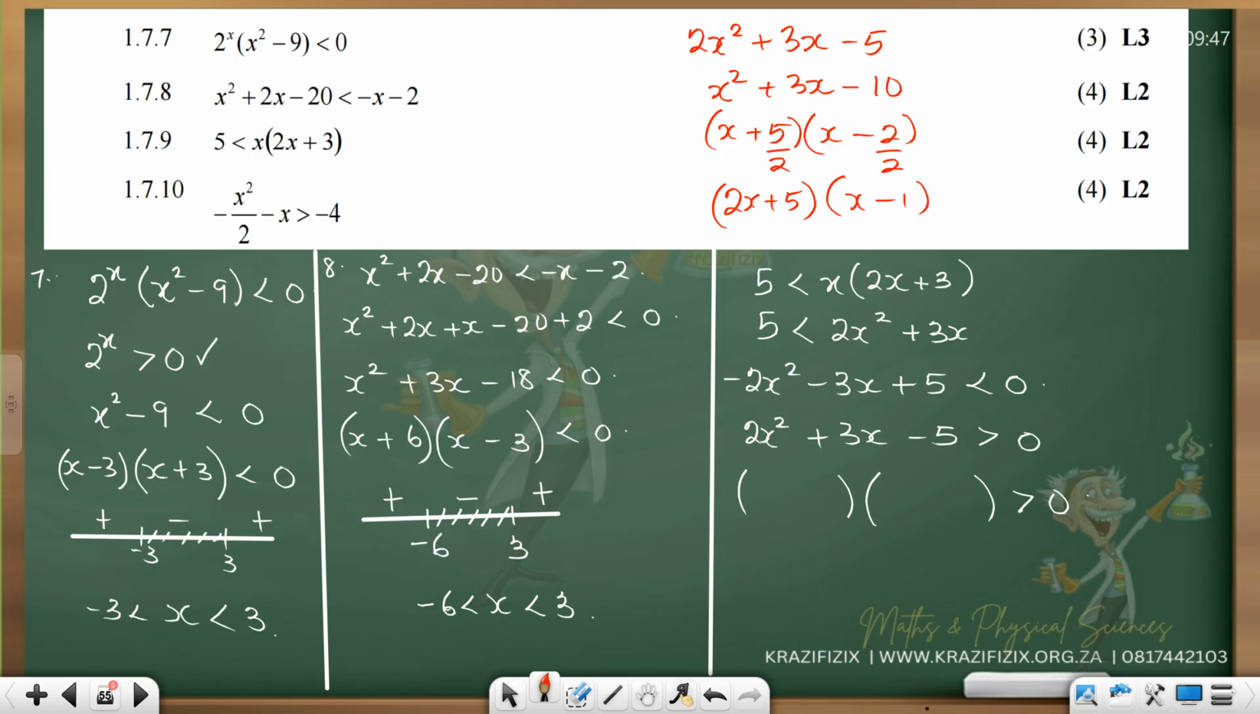Guys, do you notice every time I do that out of my question? Please, very, very important. Critical values. Negative 5 over 2. Smaller number first and 1. Plus, minus, plus. Remember, I'm looking for things that are positive. So what is my answer? I'm going to write my answer here. X is less than negative 5 over 2, or x is greater than 1.